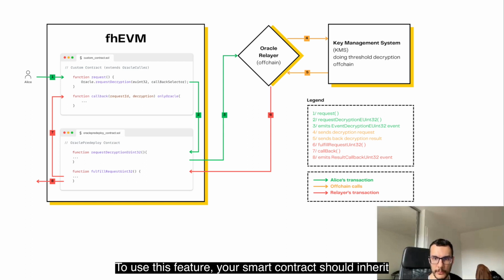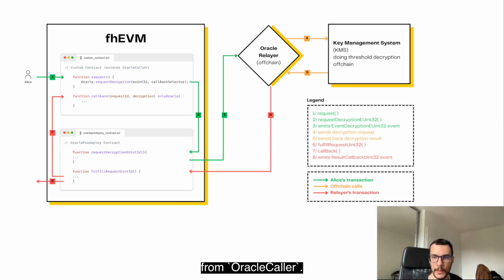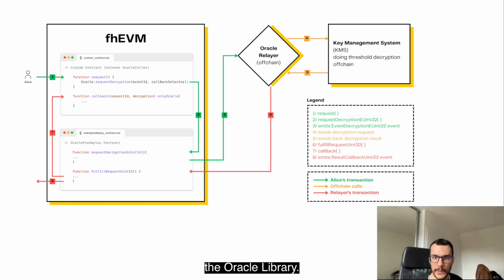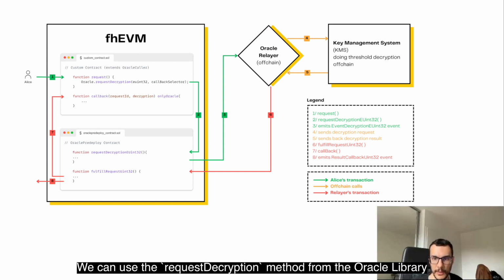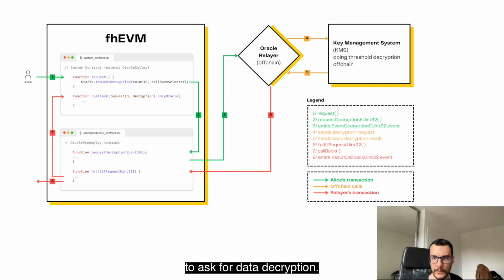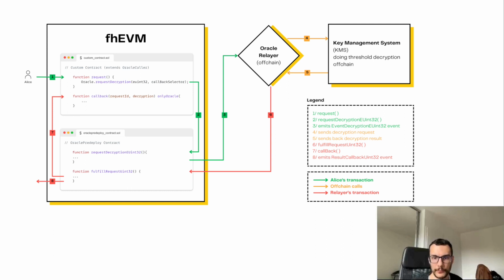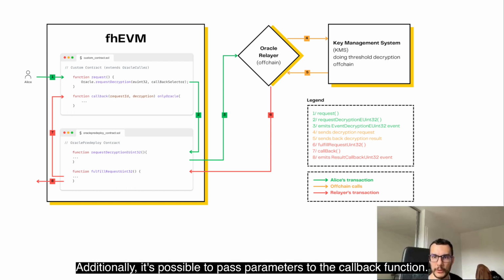To use this feature, your smart contract should inherit from OracleCaller. Once it extends OracleCaller, it would also load automatically the Oracle library. You can use the requestDecryption method from the Oracle library to ask for data decryption. This method enables you to make a decryption request and specify a callback for handling the response. Additionally, it's possible to pass parameters to the callback function.